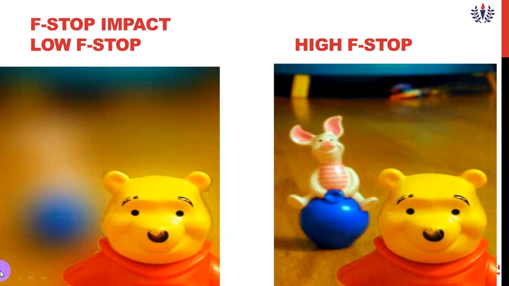You see this picture here. When it comes to a lower f-stop, you see here the background image is blurry. Okay, the background image will be blurry. And when you come to a higher f-stop, we get somewhat better clarity. Here the higher f-stop number is 32, and the lower f-stop is 1.8.